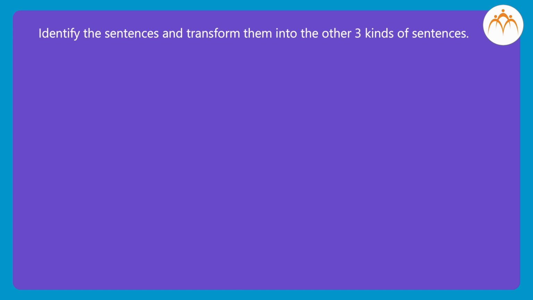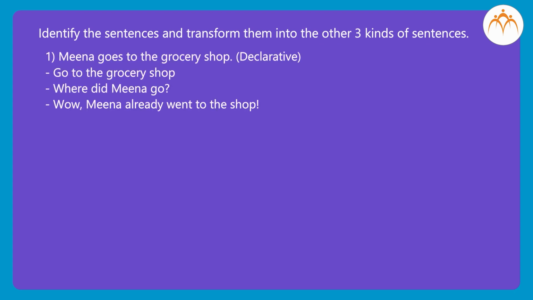Exercise. Identify the sentences and transform them into the other three kinds of sentences. Meena goes to the grocery shop. This is declarative. Answer. Go to the grocery shop. Where did Meena go? Wow, Meena already went to the shop.